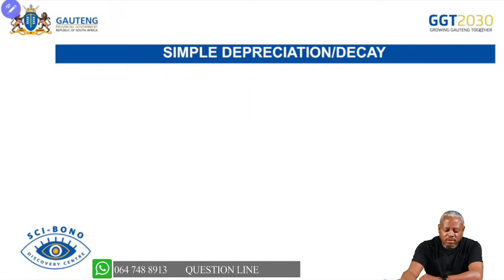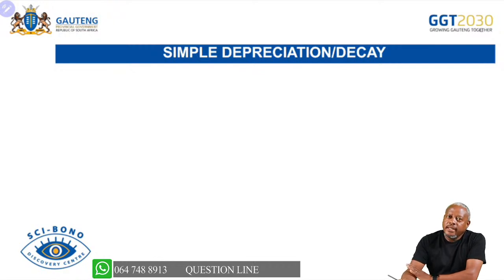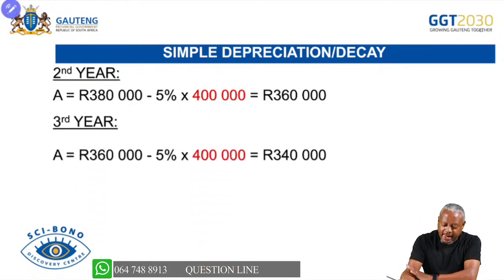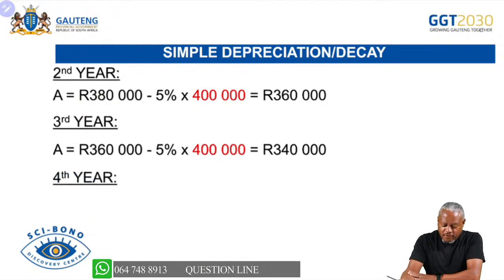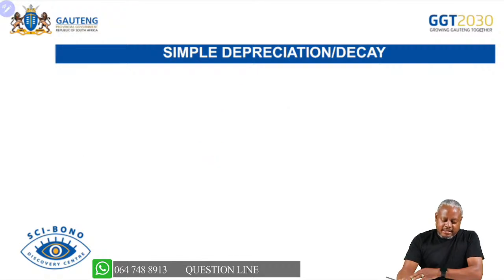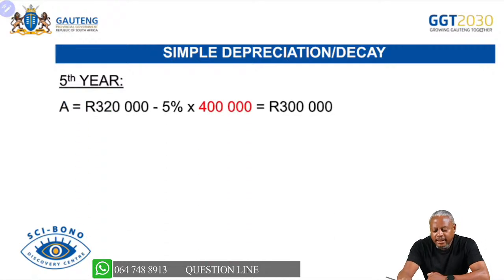And then let us go on. Now simple depreciation, decay. Now we are on the other one. Let us go through that. Second year, here it goes. And then third year. It's always decreasing by the same amount. Fourth year, and then fifth year. Yes. It will be 300,000 after fifth year.